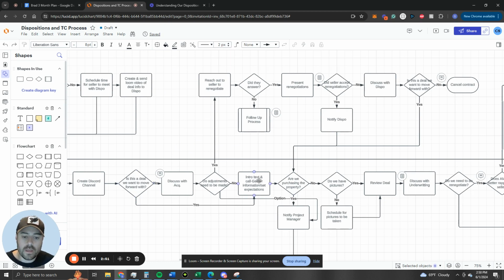Okay, then we need to do an intro text and call, and it's really the intro call. You see me get to where we can gather information and set expectations with the seller. The intro call is between the seller and you. That's the most important call that we have.